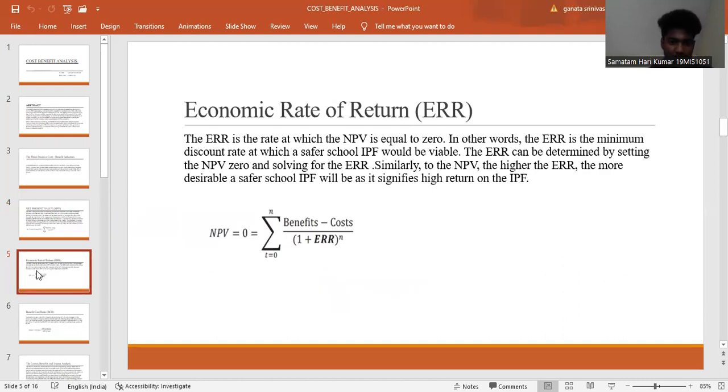And the economic rate of return, ERR. The ERR is the rate at which the net present value is equal to zero. In other words, the ERR is the discount rate at which a safer school IPF would be viable, and the ERR can be determined by setting the NPV to 0 and solving for the ERR. Similarly to the net present value, the higher the ERR, the more desirable a safer school IPF will be, as it signifies a high return on the IPF. Net present value equal to 0 equals sigma of benefit minus cost divided by (1 plus ERR) to the power n.